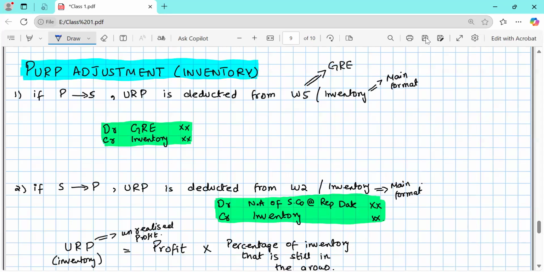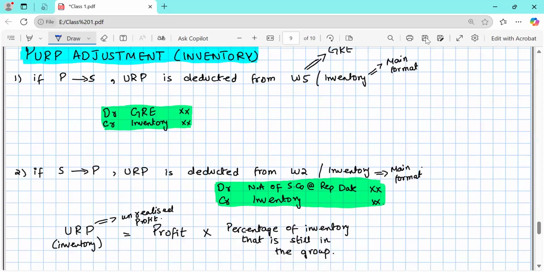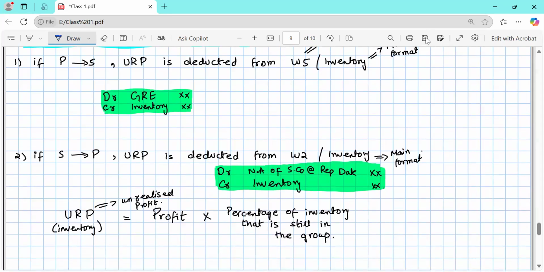And if it is from subsidiary to parent, then unrealized profit is deducted from working 2 at reporting date and inventory in the main format. So in both situations, whether it is parent to subsidiary or subsidiary to parent, you have to remove that from the main format in inventory. The other entry is what you need to see. If parent has that profit, remove that from group retained earnings. If subsidiary earned that profit, remove it from working 2.